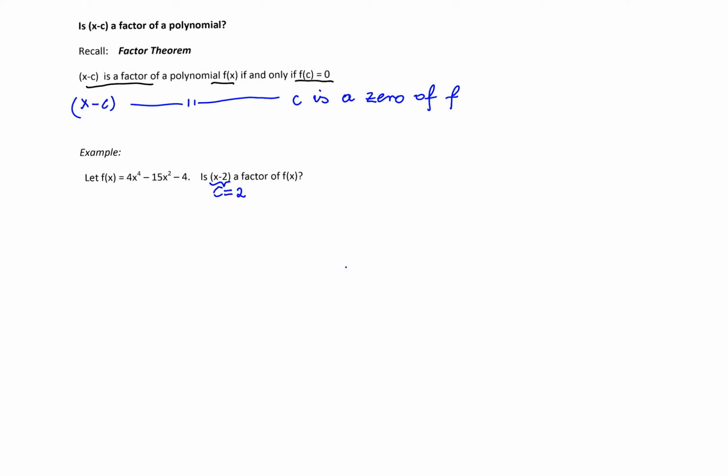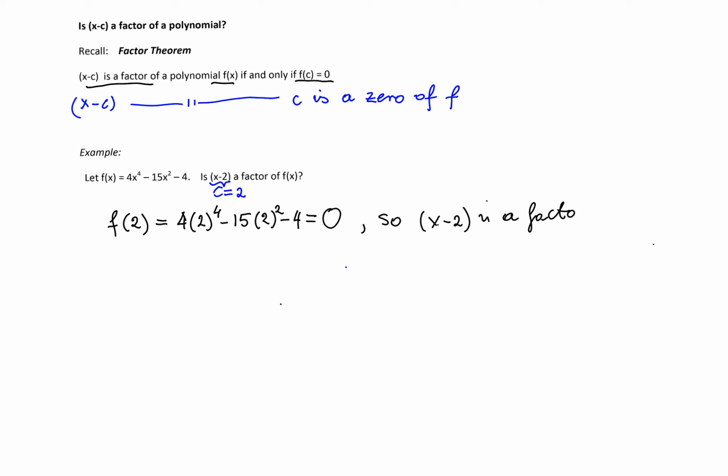So what I have to do to answer that question is simply compute the value of the function at 2, which will be 4 times 2 to the fourth minus 12 times 2 squared minus 4. And we computed this in a previous video, and that is 0. Therefore, f of 2 is equal to 0, and the conclusion we can draw is that x minus 2 is a factor of f of x.